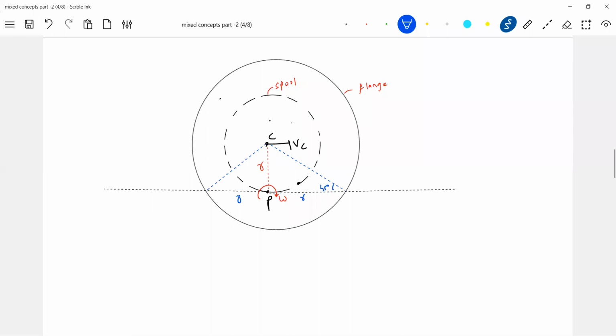So therefore, what is the velocity of this point? The velocity of this point will be downward. What is the velocity of this point? Should be upward. Let me call this VP1, I'll call it VP2. So these are the 2 points.